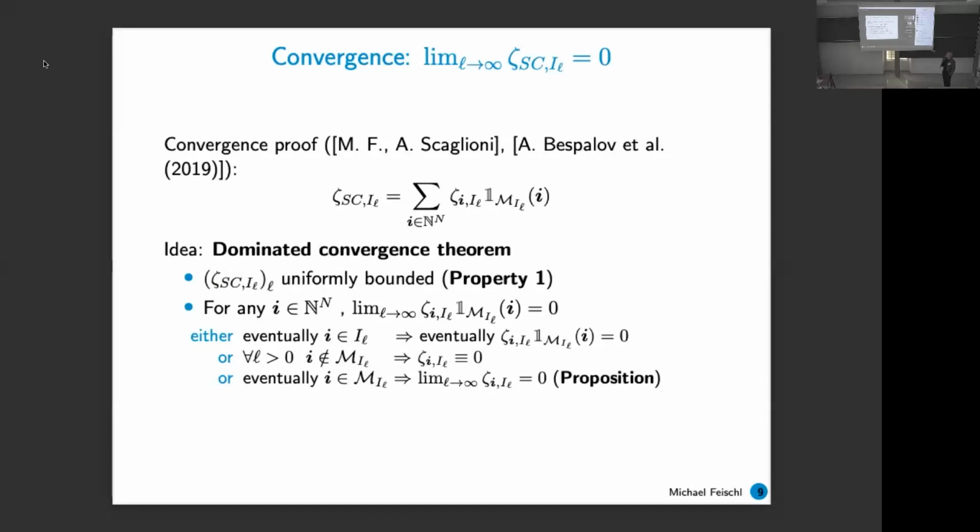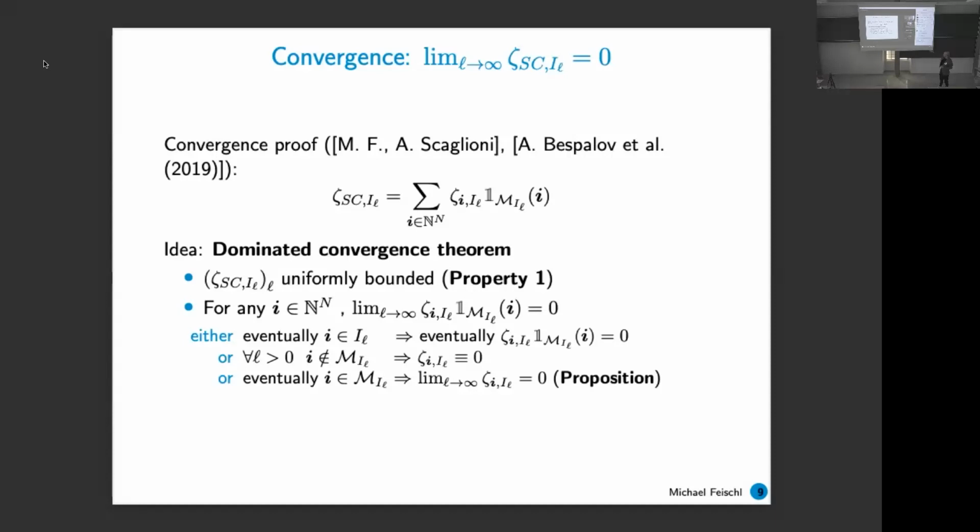So this is your error estimator, just rewritten in a slightly different way. Here we sum up over the full multi-index set, and here we have an indicator function over the margin. So that's just the old error estimator rewritten. And now we use dominated convergence. A similar idea is also in the work by Bespalov, Praetorius and others. We know that this is uniformly bounded, and we know that for any index, one of those three things happen. Either the index is eventually selected, right? Then it's not in the margin anymore, and this will be zero.